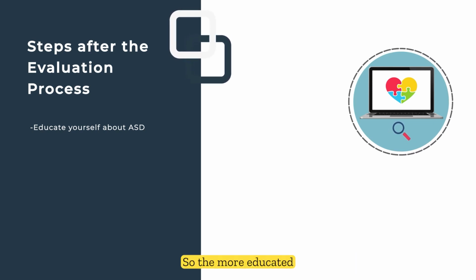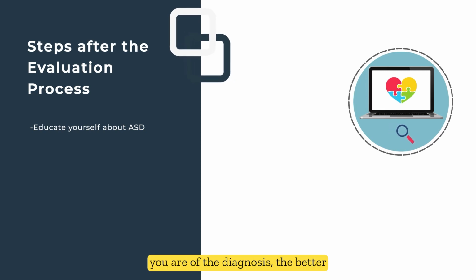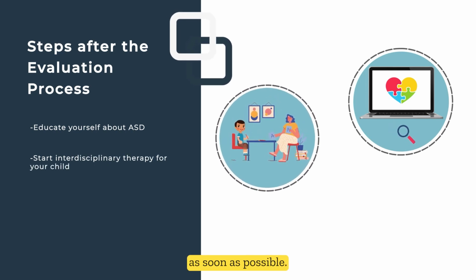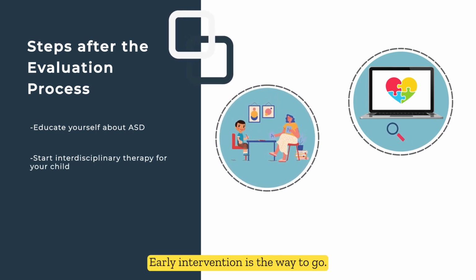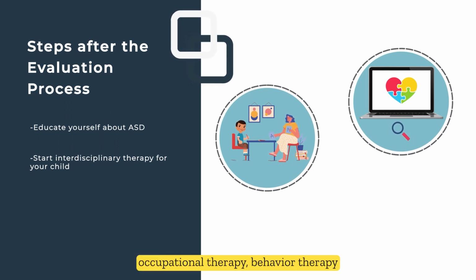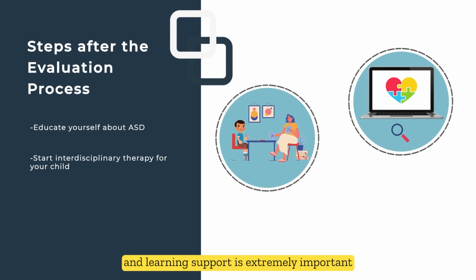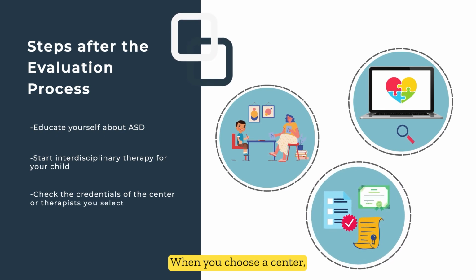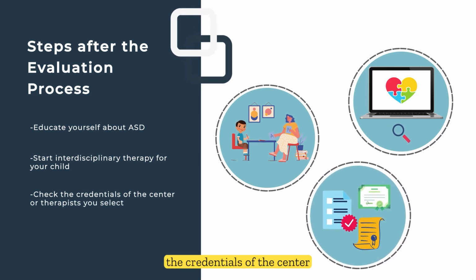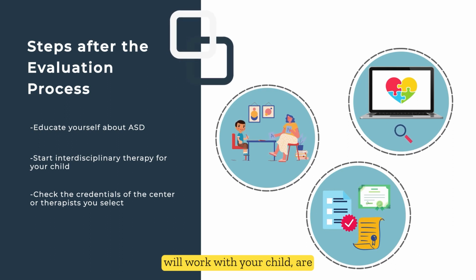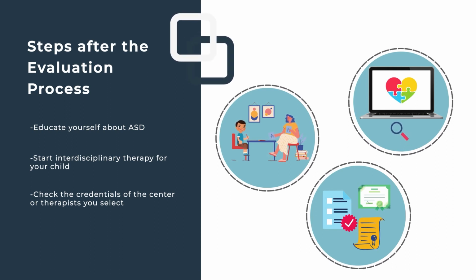So the more educated and accepting you are of the diagnosis, the better it is going to be for your child. Start interdisciplinary therapy for your child as soon as possible. Early intervention is the way to go. So speech, language, occupational therapy, behavior therapy, and learning support is extremely important to give your child. When you choose a center, make sure that you check the credentials of the center and make sure that all the therapists who work with your child are licensed and board certified.